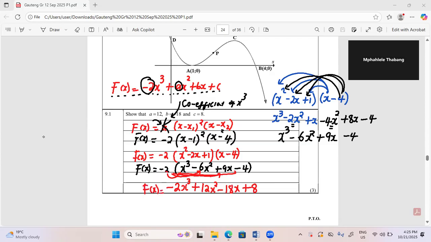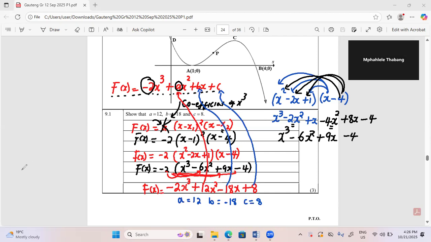Now we can see that the value of a is 12. The value of b is negative 18. The value of c is 8. You have shown that a is 12, b is negative 18, c is 8. That's what they wanted. They wanted you to show that a is 12, b is negative 18, c is 8.